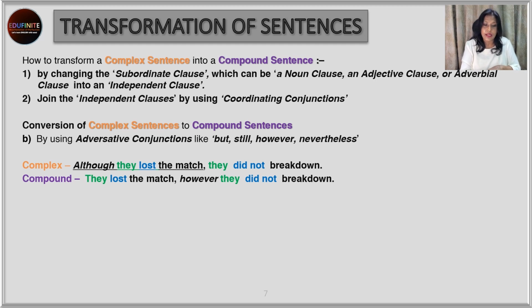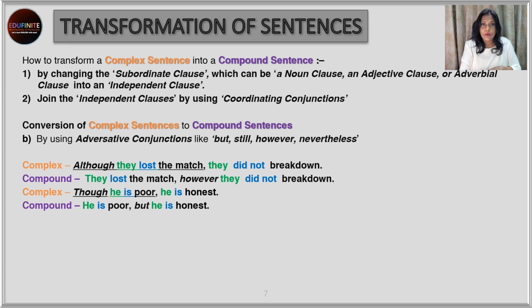They did not break down. So the sentence stands as: they lost the match however they did not break down. The next one. Though he is poor, he is honest. So we remove the subordinating conjunction though and it changes into an independent clause. He is poor, and then we include the adversative conjunction but and write down the other independent clause. So we have two independent clauses, he is poor, he is honest, joined by a conjunction. We can also call it a coordinating conjunction or specifically an adversative conjunction. So he is poor but he is honest is a compound sentence.